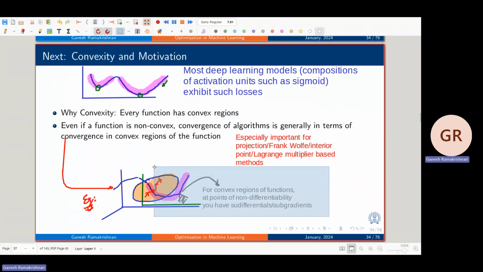So even if there's a point where there's no derivative, for convex functions at points of non-differentiability, you could still have subdifferentials or gradients. So we'll understand these in terms of supporting hyperplanes and so on. One of the first results I'll talk about without proving is the supporting hyperplane theorem. So you'll have supporting hyperplanes at points of non-differentiability, and those will help you determine your so-called subgradients.